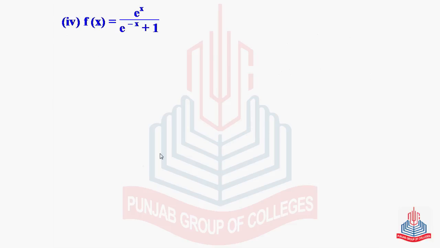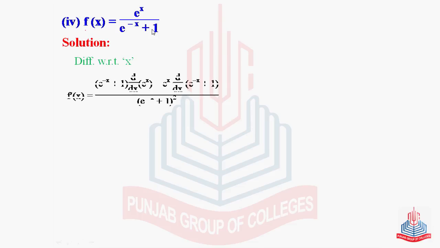The next part, number 4, f of x is equal to e raised to the power x divided by e raised to the power minus x plus 1. Solution: differentiate with respect to x. The left hand side will become f prime of x. On the right hand side, this is a function consisting of two functions, f of x divided by g of x, so when we apply the derivative here, we have to use our quotient rule.